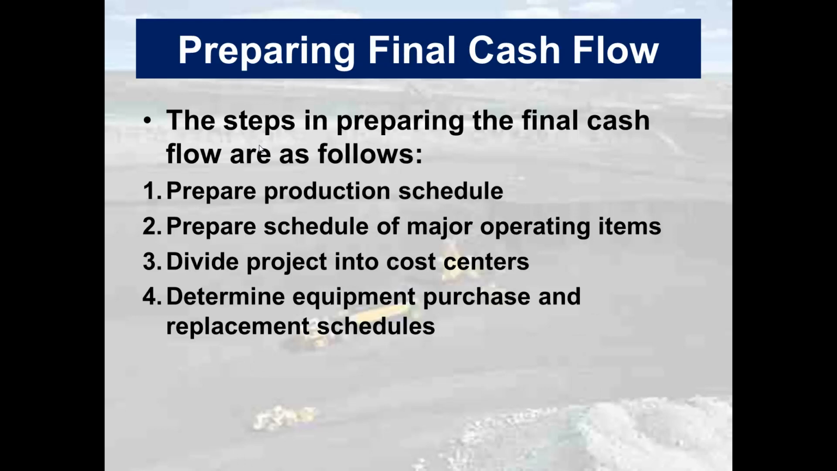The steps in preparing the final cash flow are as follows. First, you prepare a production schedule. Then you prepare a schedule of major operating items. Third, you divide the project into cost centers. And fourth, you determine equipment purchase and replacement schedules. These form the major input to the costing schedules. These operating schedules are multiplied by the unit cost from the cost database to calculate equipment operating costs, labor costs, total operating costs, total capital costs, and cash in outflows.